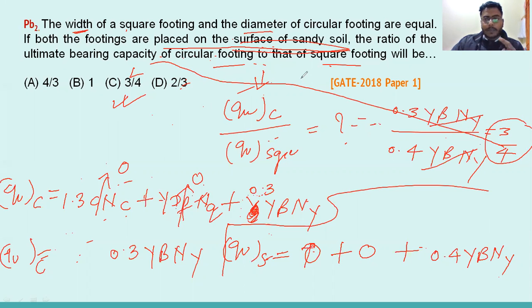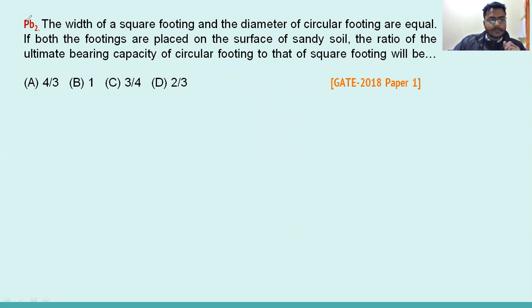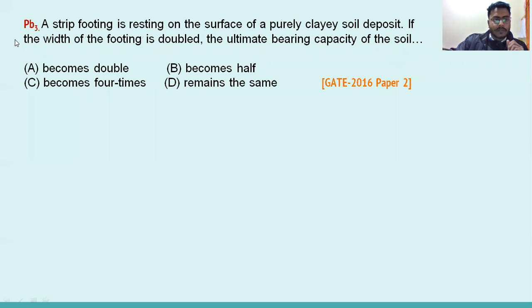So two very important pieces of information are given in the question. First is sandy. Sandy means c is equal to 0. And second, on the surface means Df is equal to 0. So that you have to keep in mind. So let's go for the next question that we have.